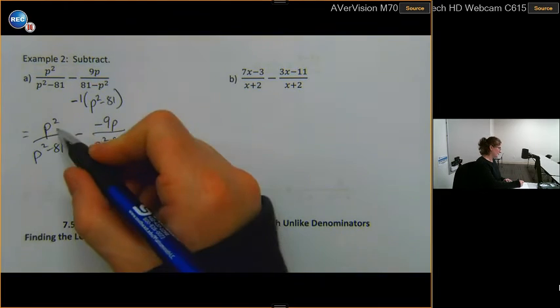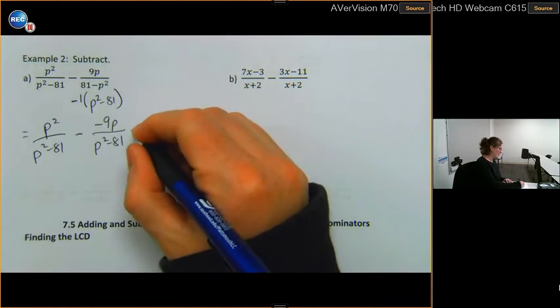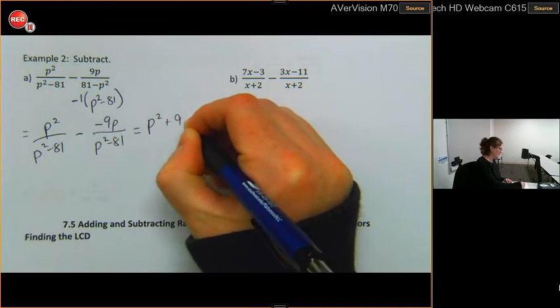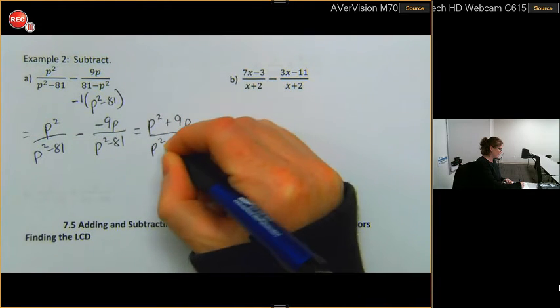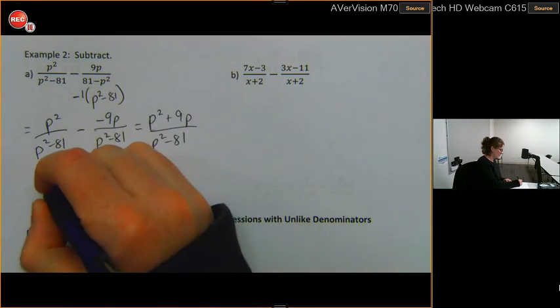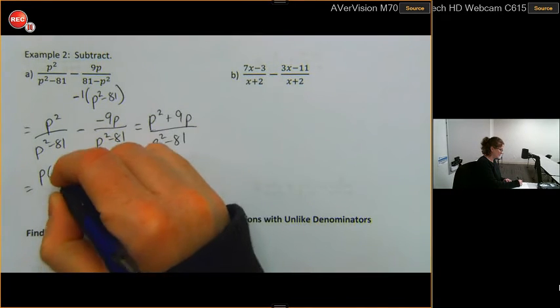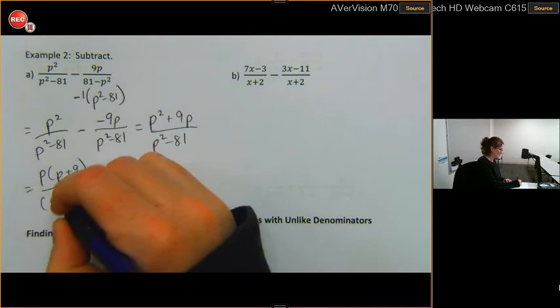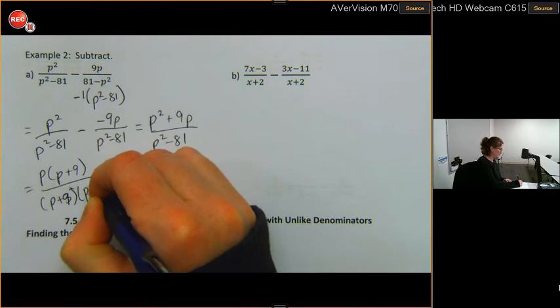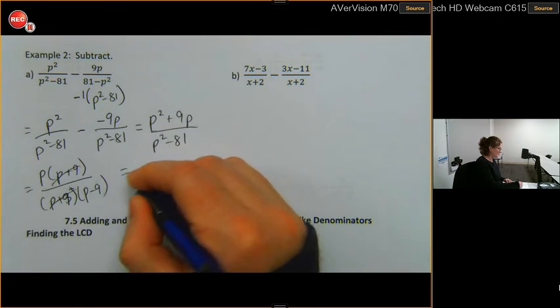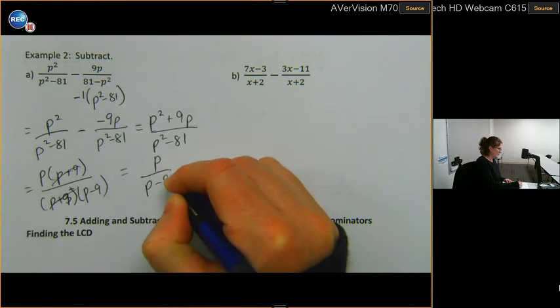p squared minus negative 9p, minus a negative is plus, and then factoring a GCF and factoring the squares pattern. And the p plus 9's cancel, so I have p over p minus 9.